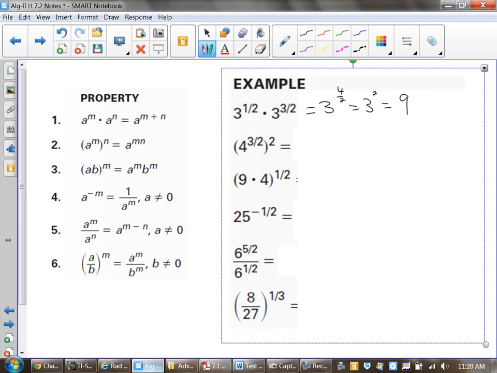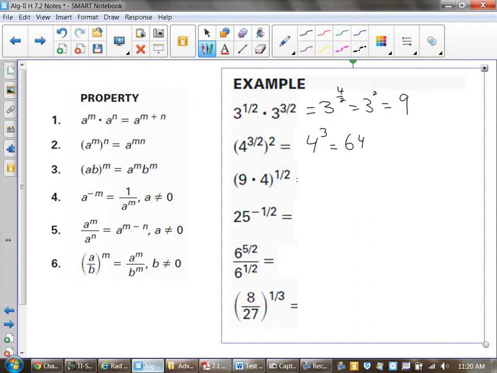When you have a power to a power, that means you multiply your exponents. So you have 3 halves times 2, which is 6 halves, otherwise known as 3. 4 cubed, otherwise known as 64. Again, you're using the same properties as we've done in the past, but we're just working with fractions.